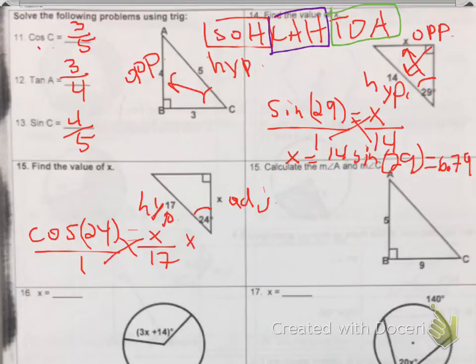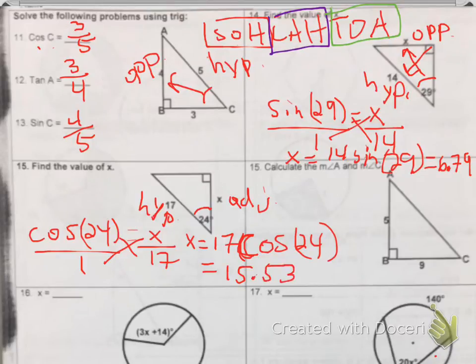So I get x equals 17 times the cosine of 24. And so when you plug it in, you get a grand total of 15.53. Okay? Fairly simple. Calculator does most of the work. Just have to set it up correctly using SOHCAHTOA.